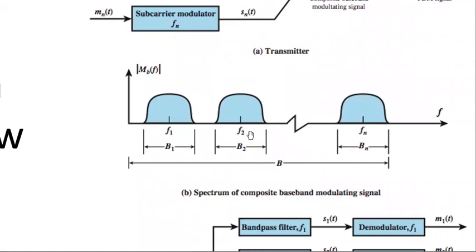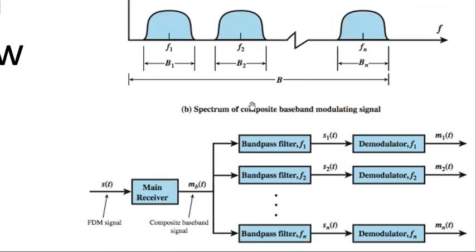The signal has a total bandwidth of B, which is given by B equal to B1 plus B2. Here F1 is the frequency and B1 is the bandwidth for the same, and the total bandwidth is denoted by capital B. Now this analog signal is transmitted over a suitable medium, and at the receiving end, the signal we have received is demodulated, and we retrieve the composite baseband signal, which is then passed through filters.